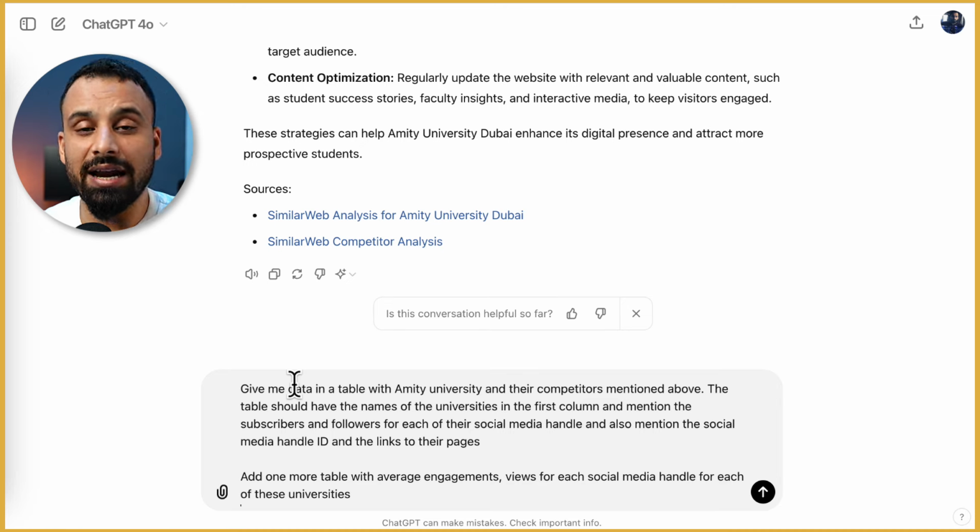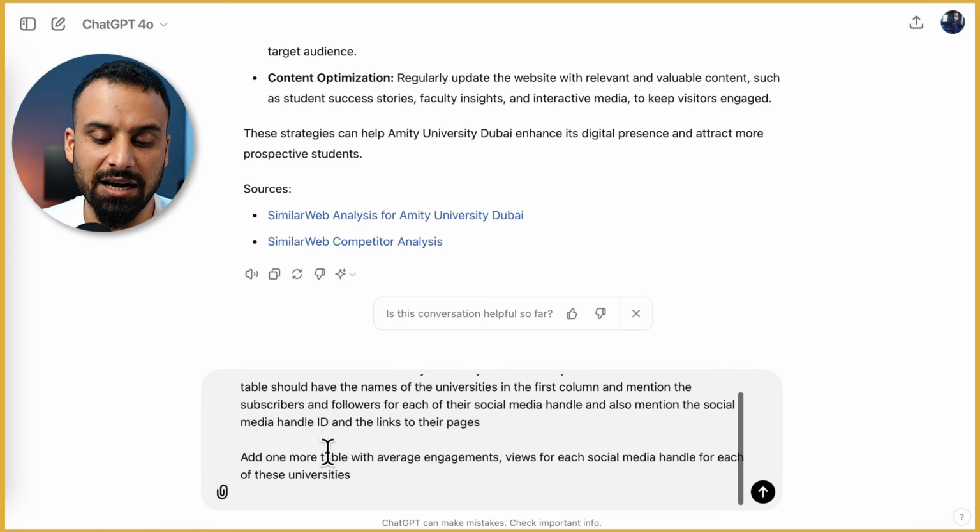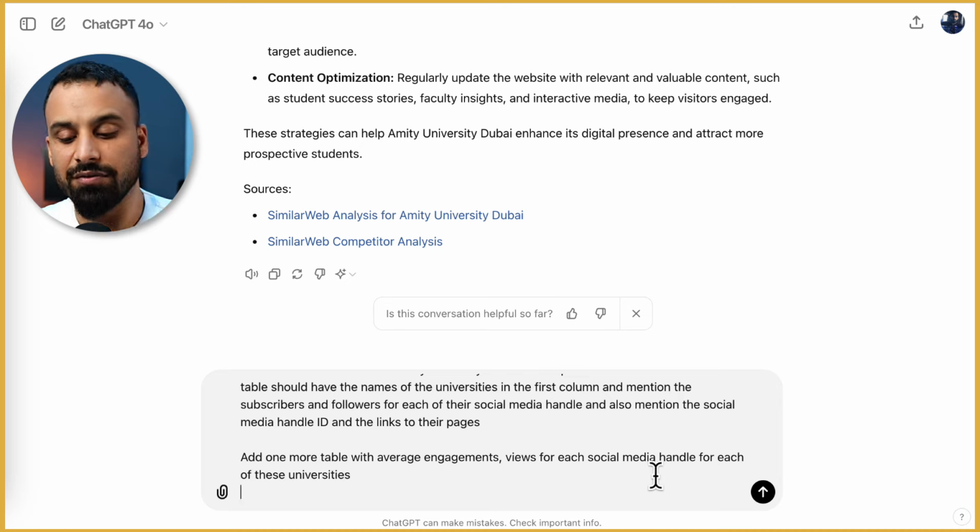So my next prompt, and I'm also showing you these examples. You can just have much more use cases, make it more extensive, make it brief. It's up to you. I'm just giving you an idea of a real life scenario. If it happens with me, that's exactly what I will do. Give me the data in a table with MIT University and their competitors mentioned above. The table should have the names of the universities in the first column and mention the subscribers and followers of each of their social media handle, and also mention the social media handle ID and the links to their pages. Add one more table with average engagements, views for each social media handle of each of these universities.